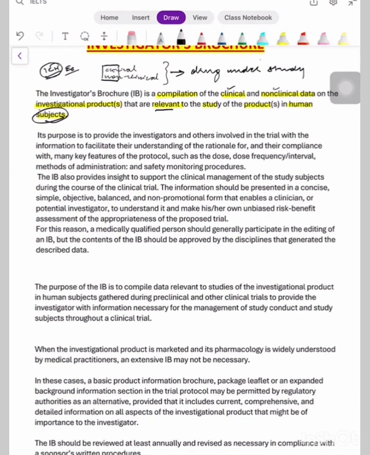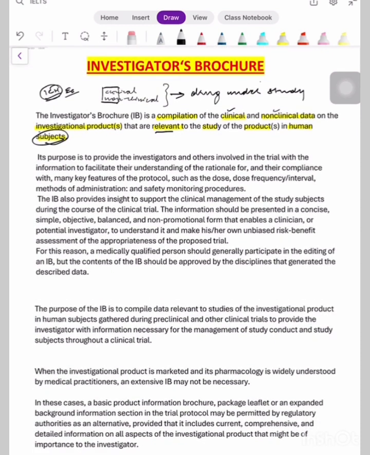So basically, this is to provide the principal investigator. Now, the word suggests it: the investigator's brochure. What does it mean? A brochure given to the investigator, a brochure that is for the investigator, and it contains all this information. And why is it given?